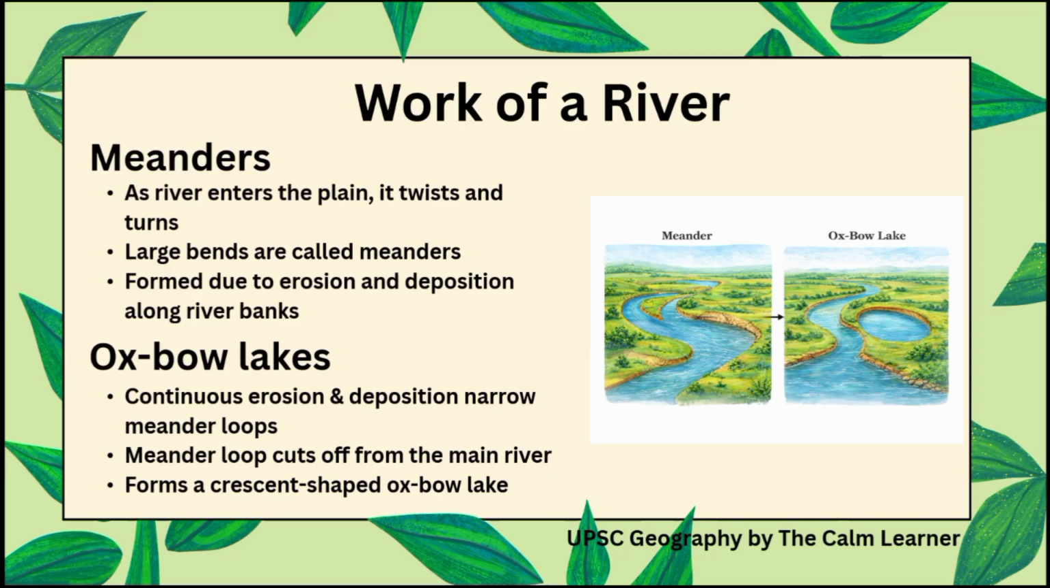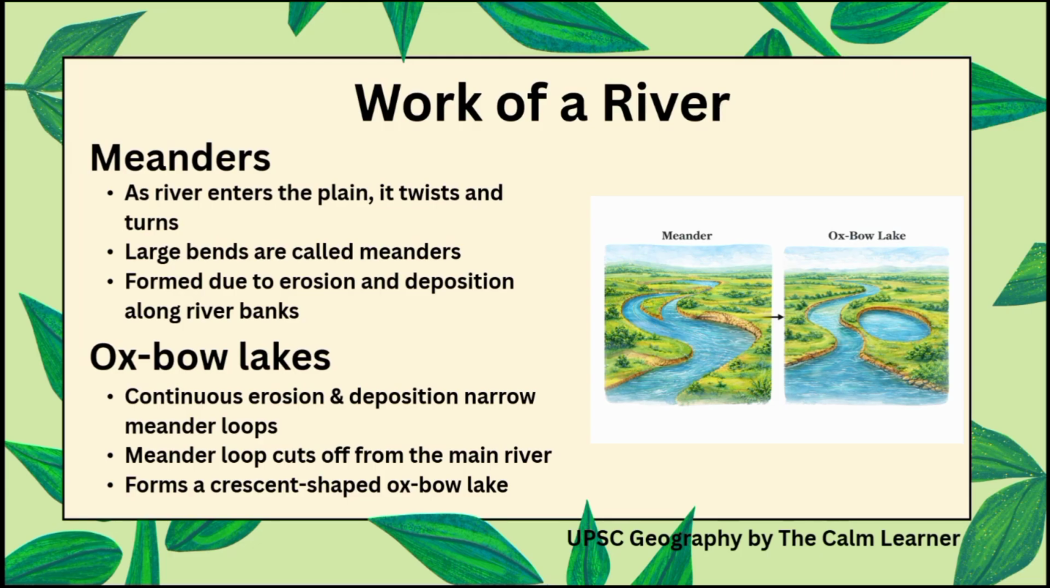Now let us understand how meanders and oxbow lakes are formed. As a river enters the plains, its speed reduces and it begins to twist and turn. These large bends in the river are called meanders. So, meanders are formed due to continuous erosion and deposition along the river banks.